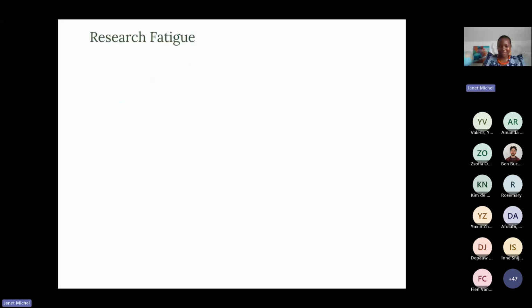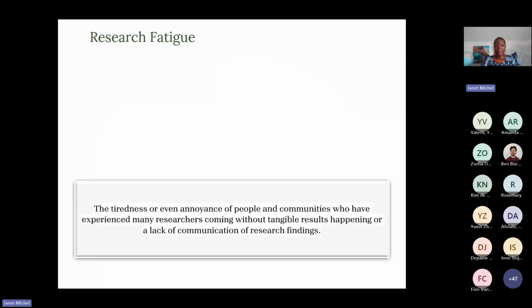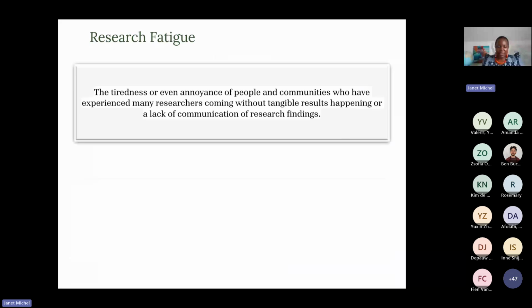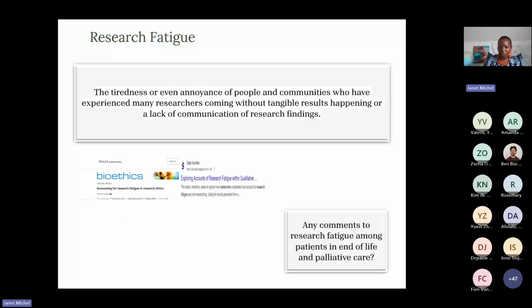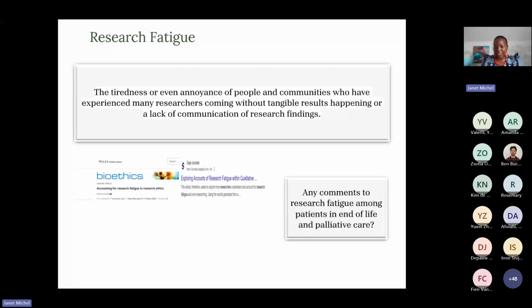There is another factor, research fatigue. So the communities are tired of researchers coming in and out, doing their research, but their lives are not changing. And you might have seen that in your communities where patients are not interested in research anymore because people come and they just collect their data and off they go and publish, and there's no benefit, no real change in the lives of the patients.